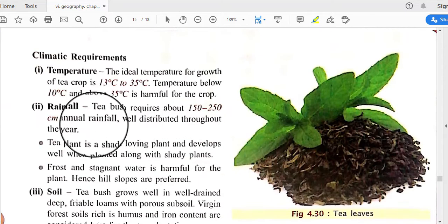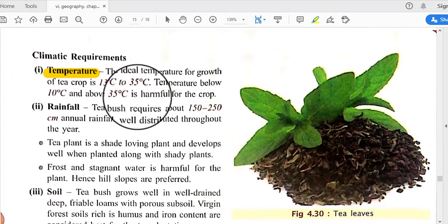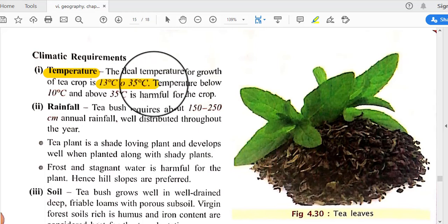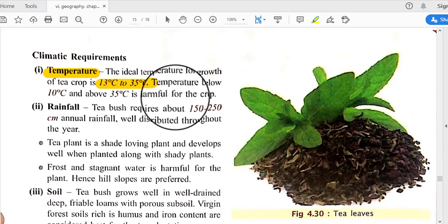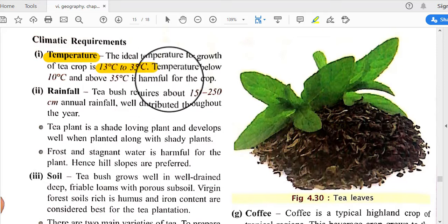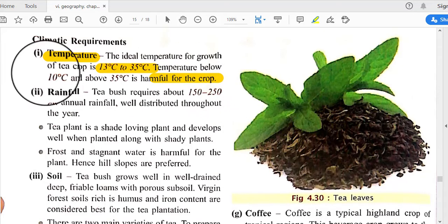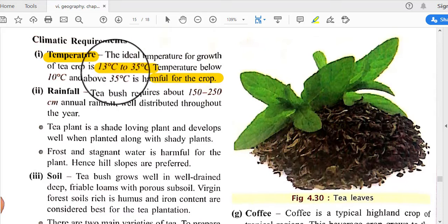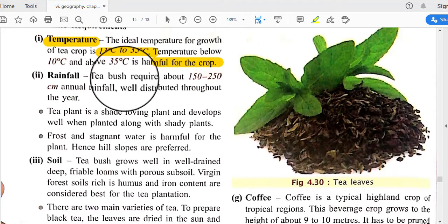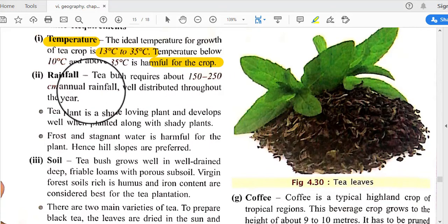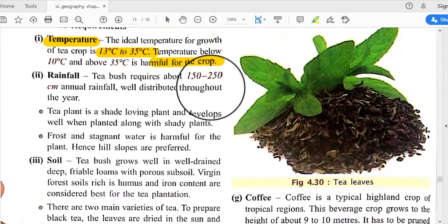And what will be the climatic condition? The ideal temperature for growth of the tea crop is 13 degrees centigrade to 35 degrees centigrade, and temperature below 10 degrees centigrade and above 35 degrees centigrade is harmful for the crop. It is not suitable for tea cultivation; the suitable temperature is from 13 to 35 degrees centigrade. Rainfall: the tea bush requires about 150 to 250 centimeter annual rainfall, well distributed throughout the year.